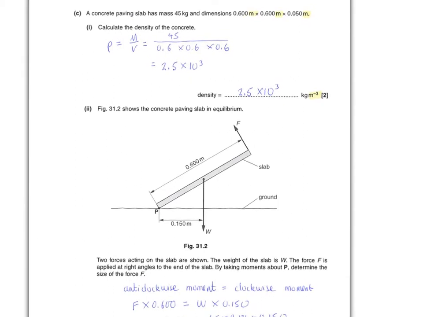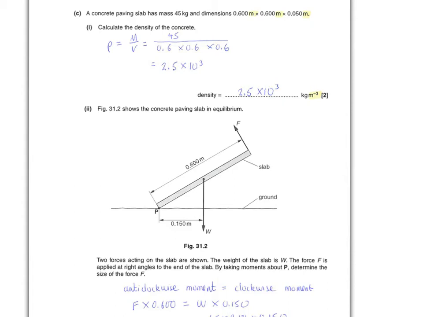And now to part C. We have a new situation now with a concrete paving slab shown. We know its mass is 45 kilograms and we know its dimensions. First of all, we just have to find the density of the concrete.